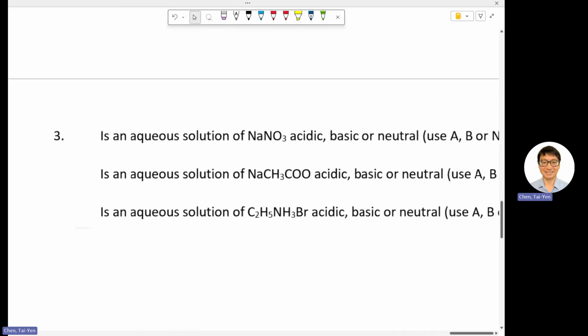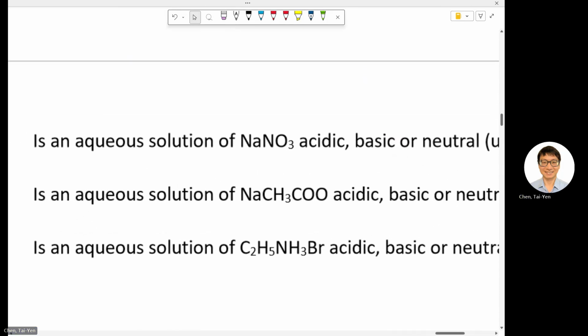Now get back to this. The first question, NaNO3. Can you recognize that this is a 1A element? Sodium is in 1A. Unfortunately, we don't have a table I can point to, but sodium is 1A. Therefore you know, once it dissociates, you have Na+ and then NO3-. Everybody follow this? Okay, so Na+.